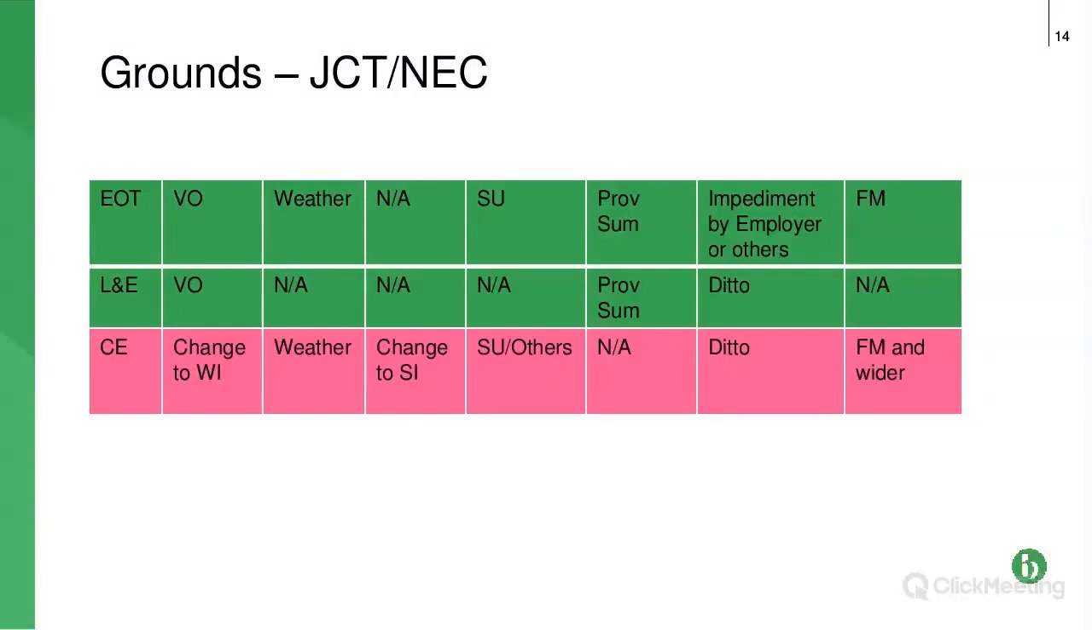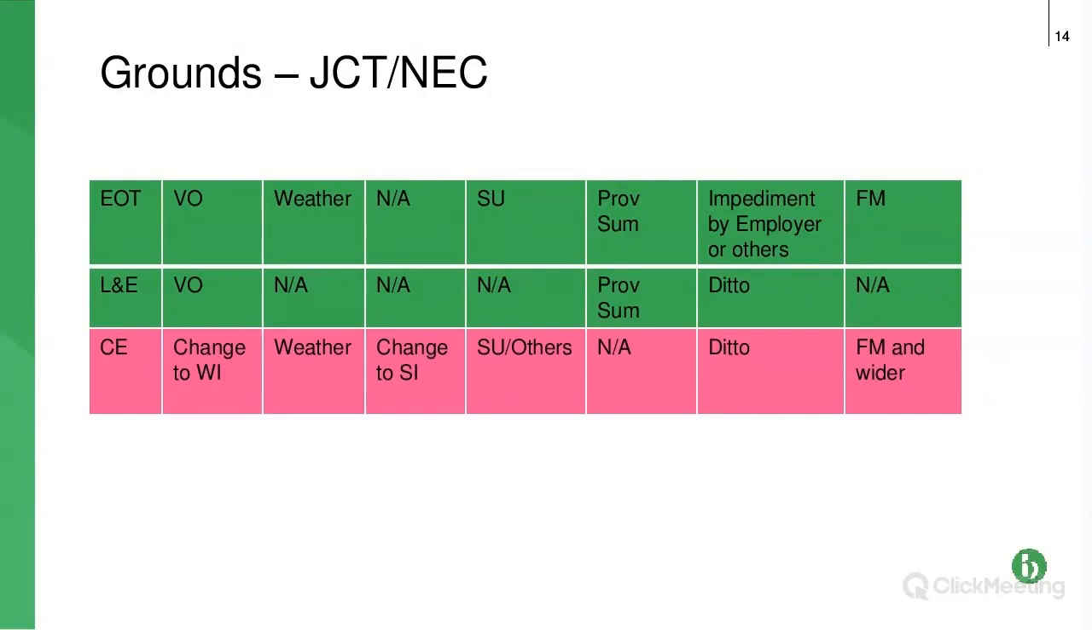Just be careful with your Z clauses, your amendments to NEC, because what I'm seeing quite a lot of is amendments that effectively split the compensation events in the same way as they're split for JCT. So let's see how they're split for JCT. Well, the first one, if we've got extension of time at the top left, the next one says VO, so that's a variation. So if you have a variation under JCT, you get an extension of time if it creates delay for that variation.